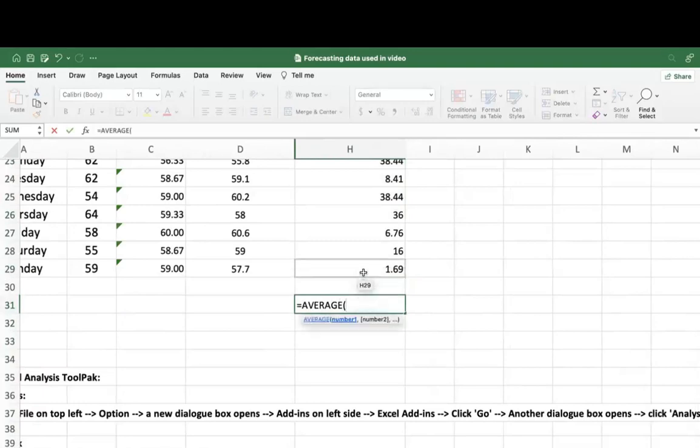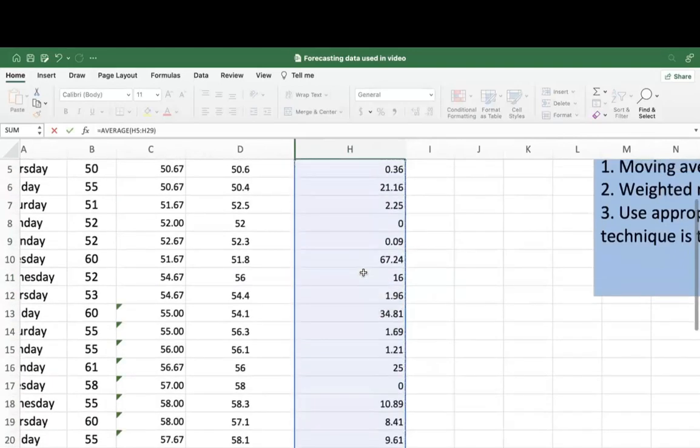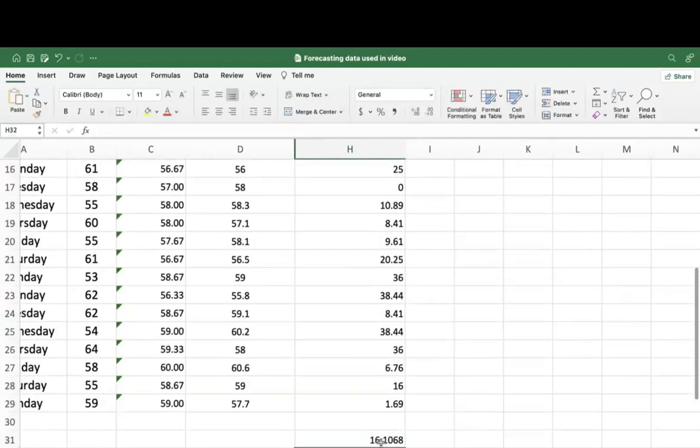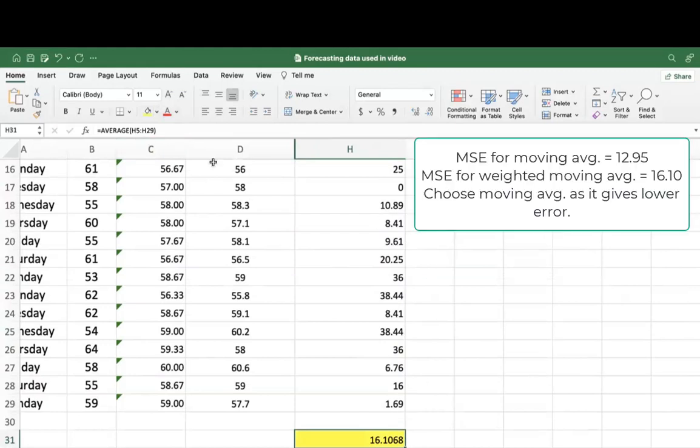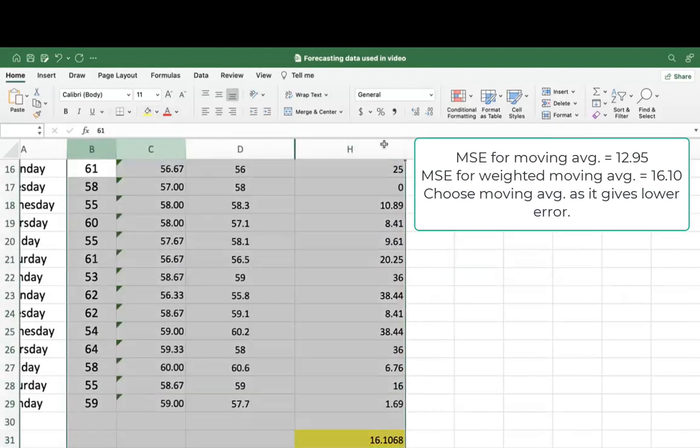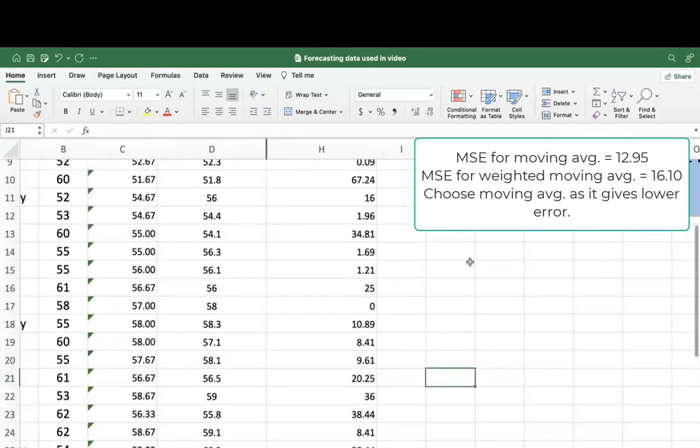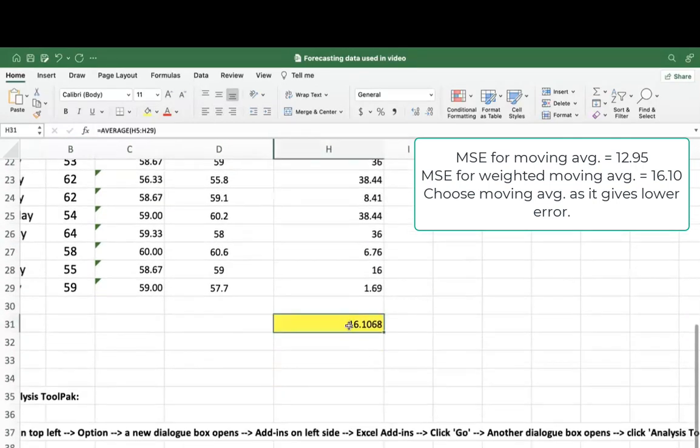Its mean, I'm going to select this column, and that's 6.108. Now you see here, for the earlier one, when with moving average, it was 12.95. And with weighted moving average, it's 6.10. So what does it mean? What is the implication?